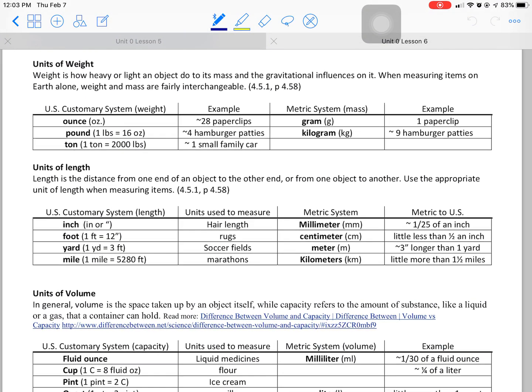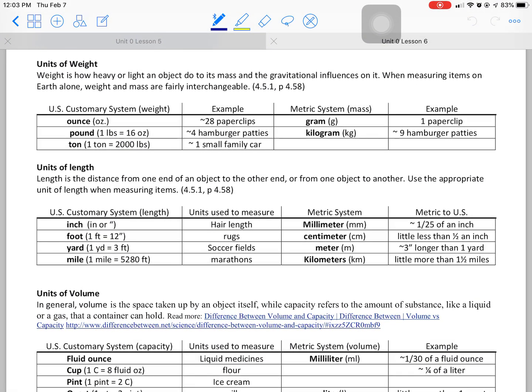A little more about that. So if you're talking about weight, weight is how heavy or light an object is due to mass and gravitational influences on it. If we're measuring things on Earth, then all we have to care about is that mass and weight are fairly interchangeable. There's a little more on that page in the Red Book. So we call things ounces, pounds, and tons. An ounce is about 28 paper clips. A gram in the metric system, their basic unit, is really only about 1 paper clip. It's a lot smaller, okay?